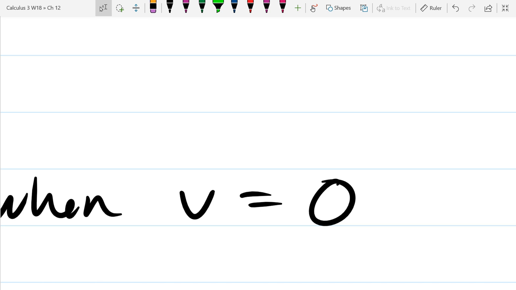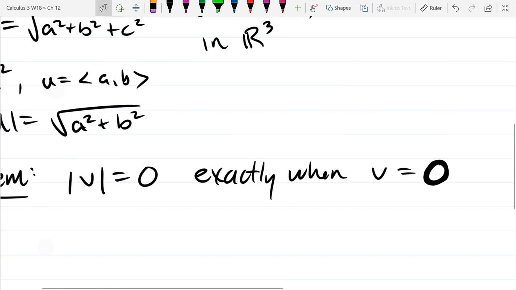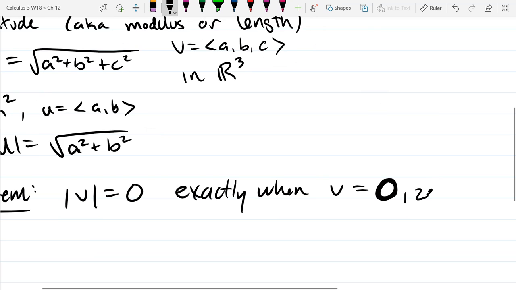So in three dimensions, it'll be 0, 0, 0. In two dimensions, it'll be 0, 0. So the way we write down the zero vector, you just make a really bold zero. So just loop around three times or so. That'll make it bold enough. So exactly when v equals 0. So this is the zero vector.